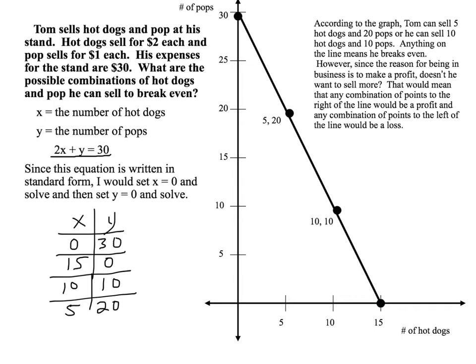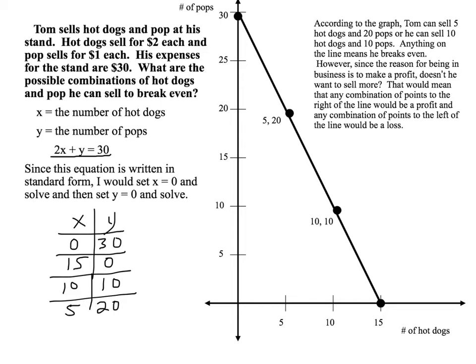So, anything on the line means that he breaks even. However, since the reason for being in business is to make a profit, doesn't he want to sell more? That would mean that any combination of points to the right of the line would be a profit, and any combination of points to the left of the line would be a loss.